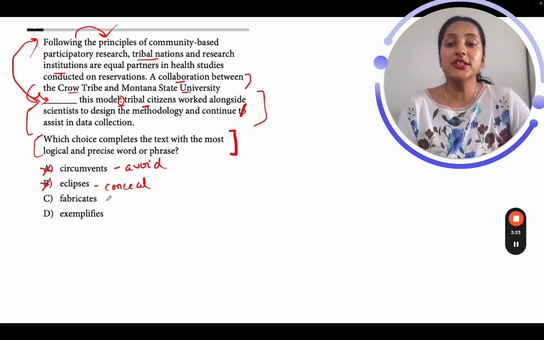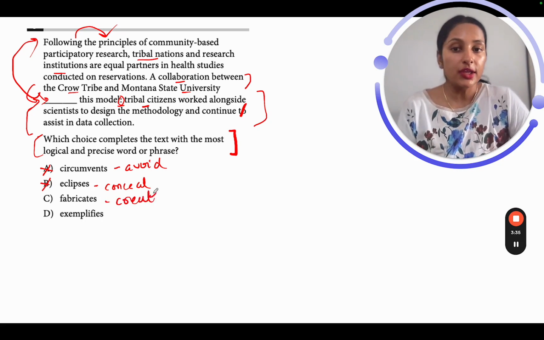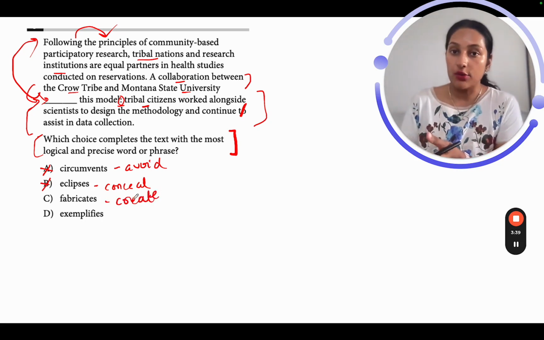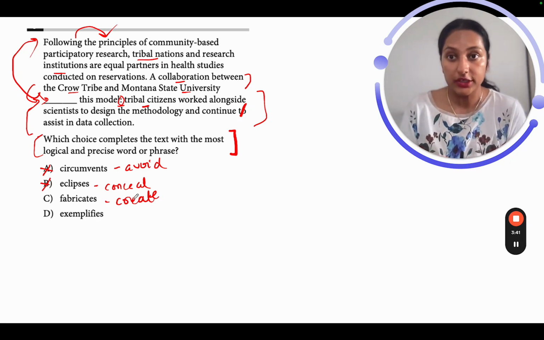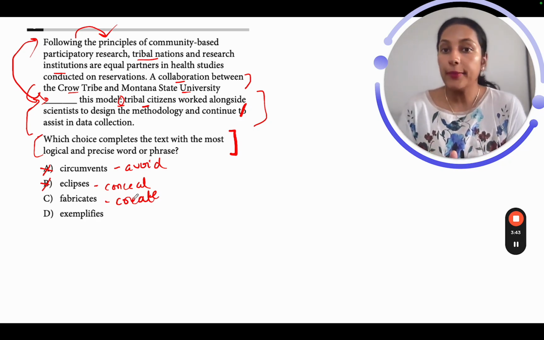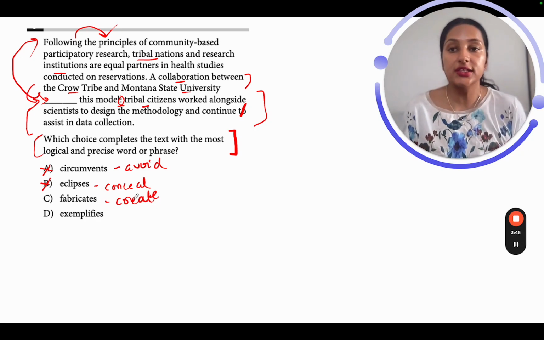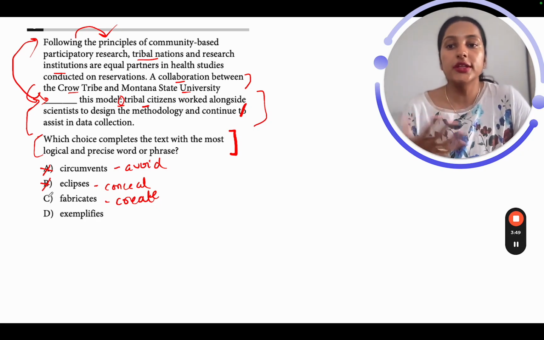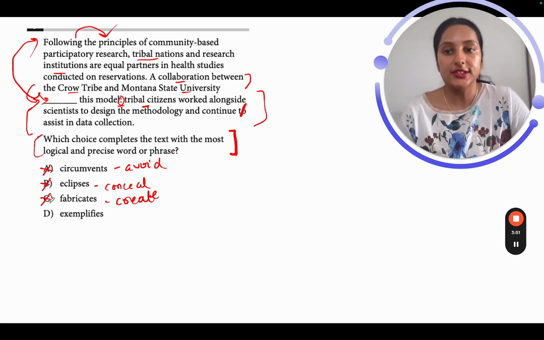Fabricates. Fabricates means to create something. They're not creating. They're simply following the principles which were already laid down, right? They are working as equal partners. It's a collaboration. They're working alongside the scientists. So it's not creating. They are not creating, right? They're just following what's already been established.